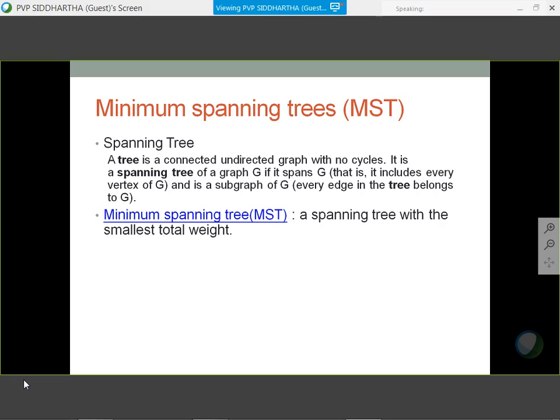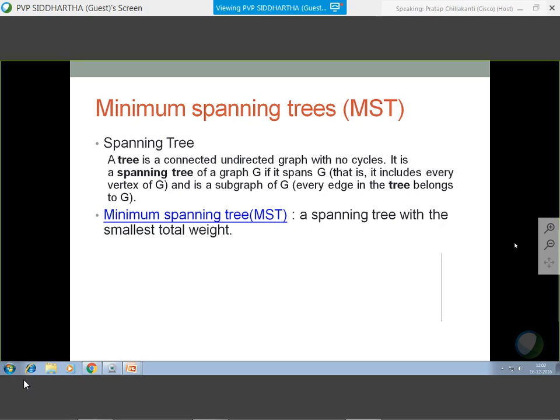Now we come into a slightly different territory. Very important concept. The entire computer science algorithm rests on trees. Tree data structures. We have not seen the tree data structure yet. We have not even seen stacks and queues yet. But I'll introduce you to the concept of a tree here. What is a tree? A tree is a connected undirected graph with no cycles. That's what a tree is.